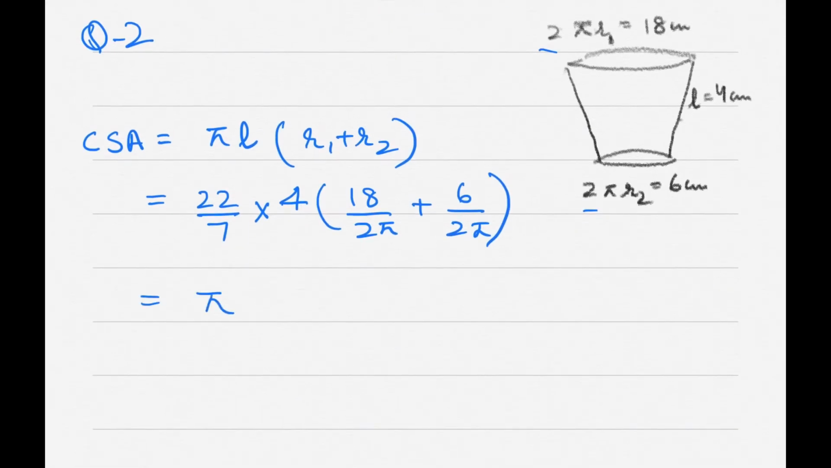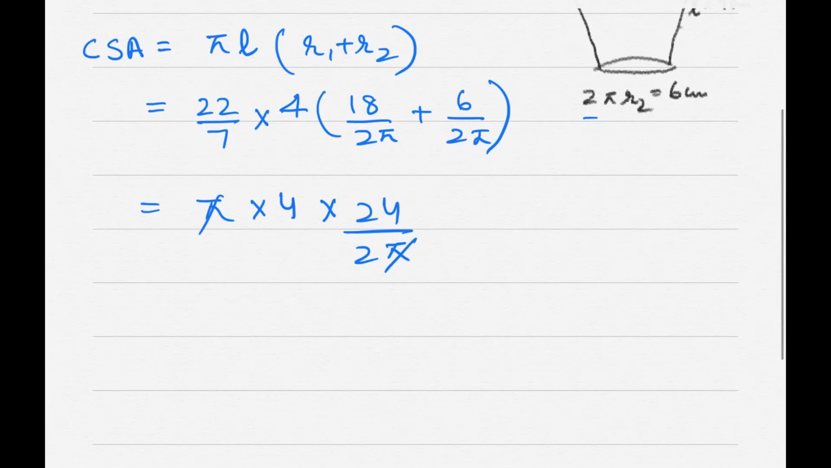Now let me write down pi only, because that will get cancelled with the other one, into 4, and this becomes 2 pi as the LCM here. So 18 and 6 is 24. So 24 by 2 pi. Pi and pi will get cancelled here, and 2. So here I get, this is equal to 48, and the curved surface area is in centimeter square.